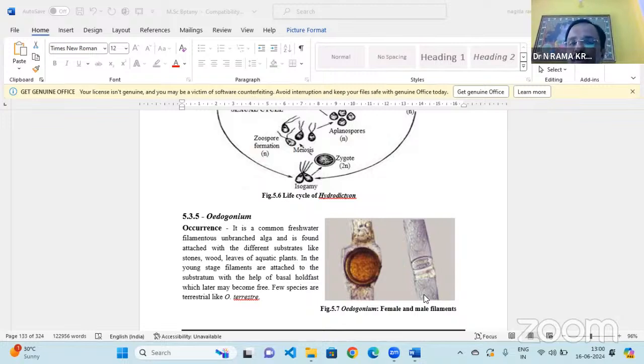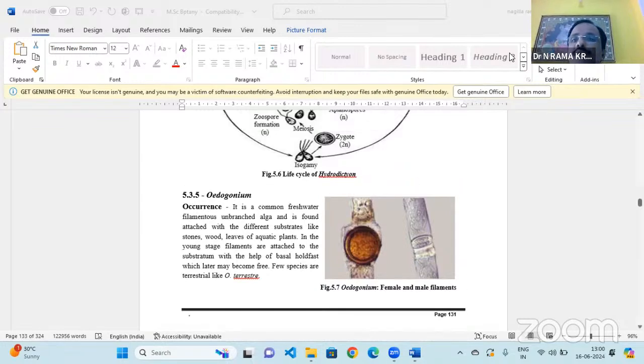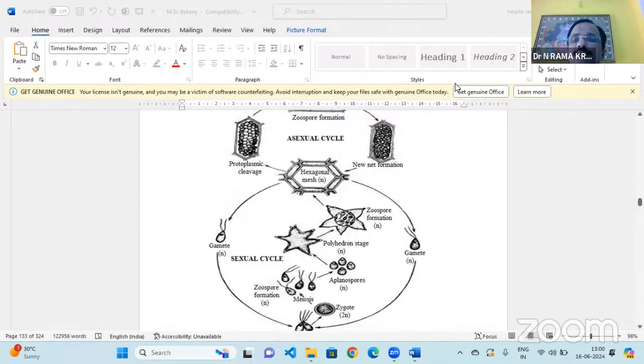After Enteromorpha, yes, one more important unit is there. That is Oedogonium. Oedogonium. So here I am showing one PowerPoint. Just 1 minute. Here I am showing one PowerPoint.